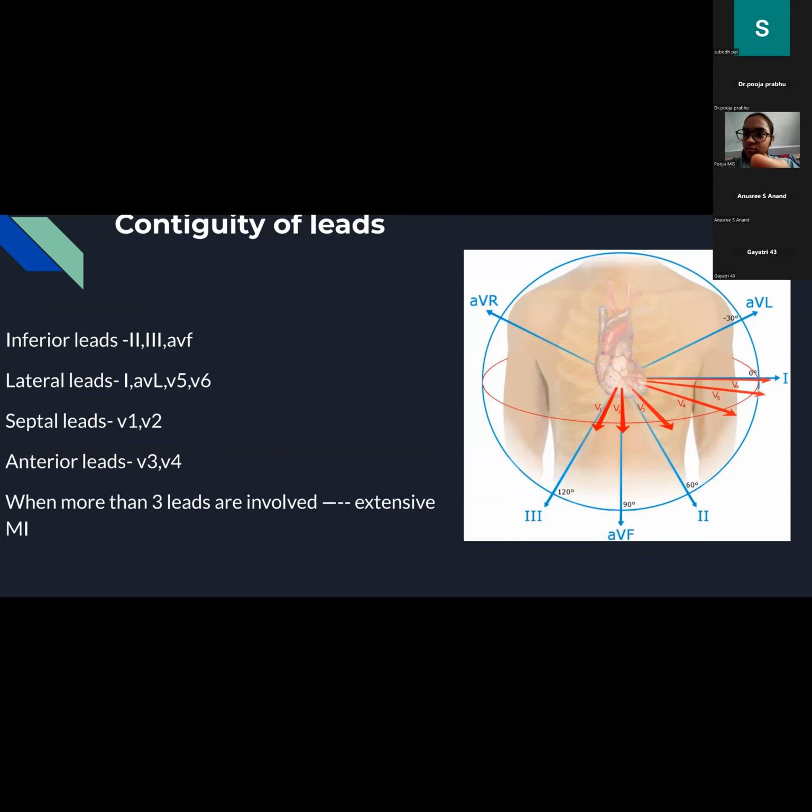For the lateral surface of the heart, the leads are 1, AVL, V5 and V6. For the septal surface of the heart, leads V1 and V2. This is how the ECG leads are observing the heart. For the anterior surface of the heart, it is V3 and V4. Whenever there is a defect in the ECG and more than 3 leads are involved, we call it an extensive MI. What is myocardial infarction? We'll be seeing that in a further lecture, but just keep this in mind.